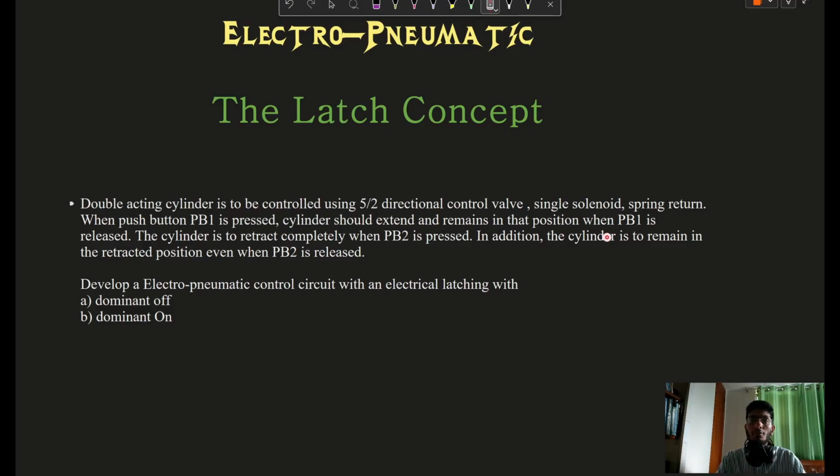The thing is, I have two push buttons, PB1 and PB2. If I push the PB1 push button, then the cylinder will extend but remain in that position, although we have a spring on the right side. And vice versa, if PB2 is pressed, then the cylinder has to retract. So the question is that develop an electro-pneumatic control circuit with an electrical latching.